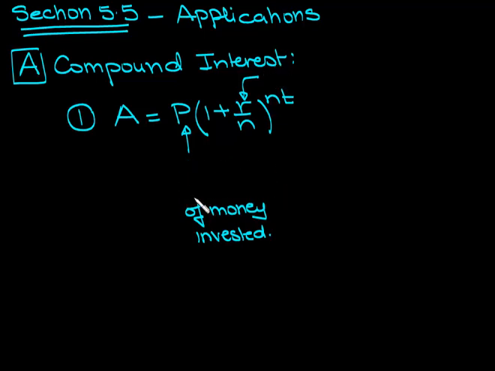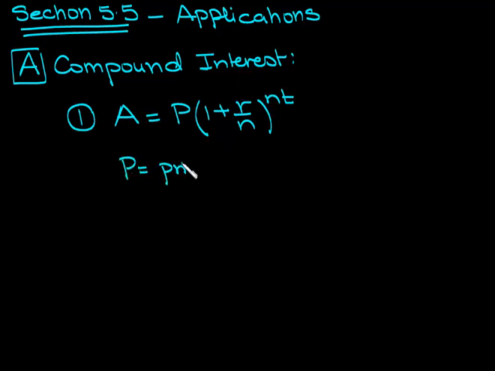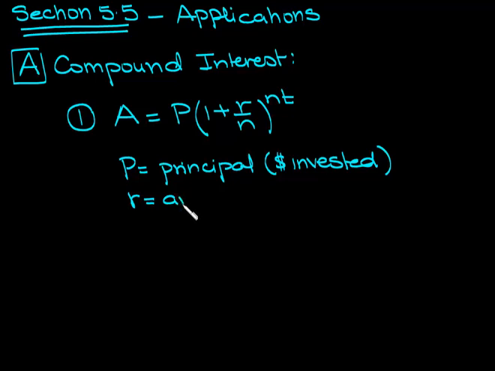Let me write this down on the bottom, it might be easier. So P is the principal, the dollars invested. R is the annual interest rate. When you invest money in a bank or something, they pay you interest at a certain rate. That's what R is. T is the time in years.